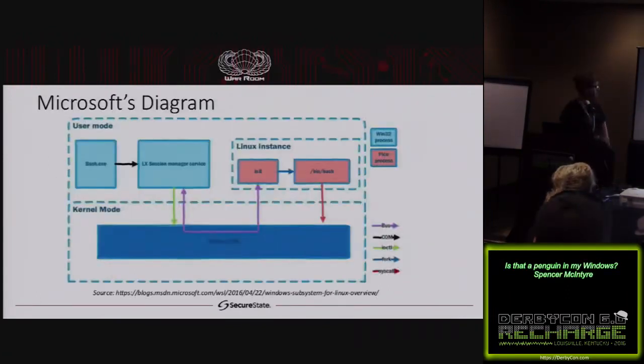So this is Microsoft's diagram. I did not create this diagram. This was on their blog, so there's credit down there at the very bottom. This is how it actually gets started up. When you run bash.exe, that's a portable executable, and it's going to communicate to the LX session manager, a service that's running. That's then going to communicate down into the Windows kernel, and it's going to start up a new instance of the LX session for your particular user.